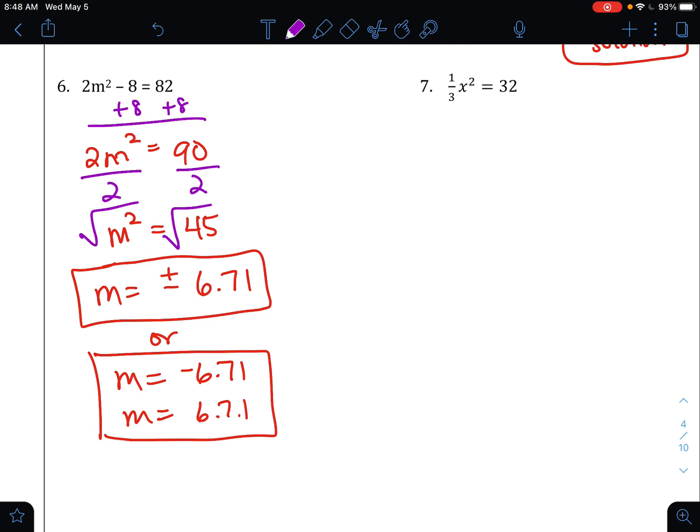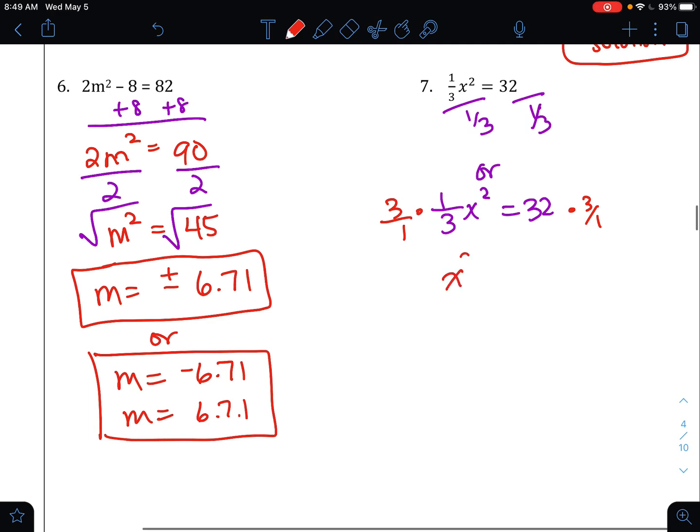So I am either ready to divide off a third, or keep your, let's go, I'm just going to rewrite the problem. Or if you multiply by the reciprocal, so see how I'm just doing 32 times 3, or I'm doing 32 divided by a third, which ultimately will just be 32 times 3. So I'm getting x squared equals 96. And then I am now ready to take the square root of both sides.